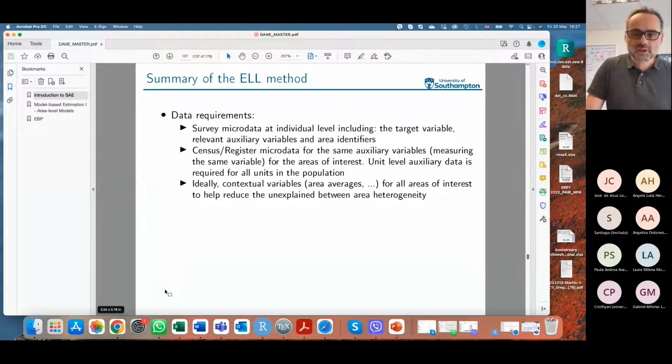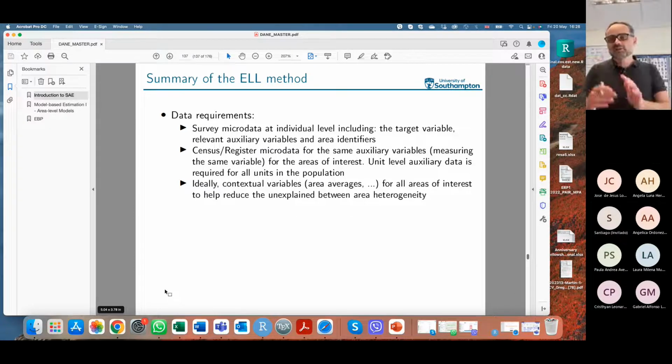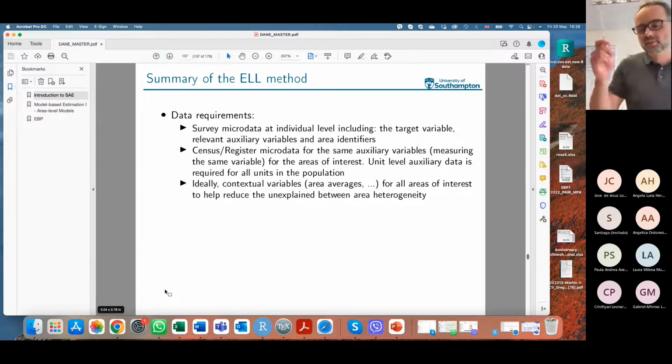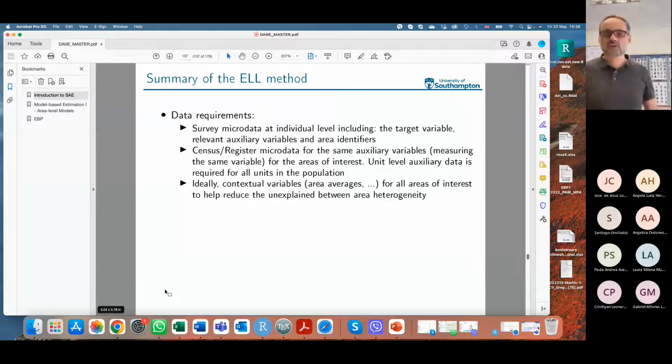The unit level auxiliary information is required for all units in the population. And ideally, you may have additional information like contextual variables for all areas of interest that might help you to reduce the unexplained between area heterogeneity, like the sigma squared U. If you have contextual variables, you may want to include them in the model because they can help you reduce the unexplained heterogeneity.